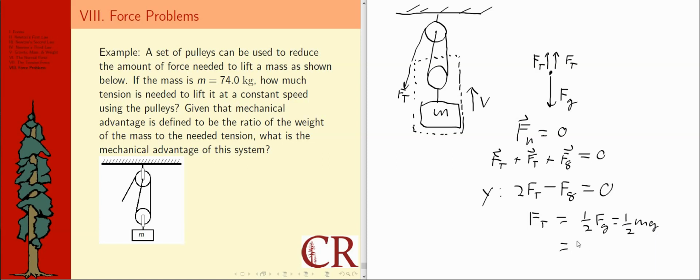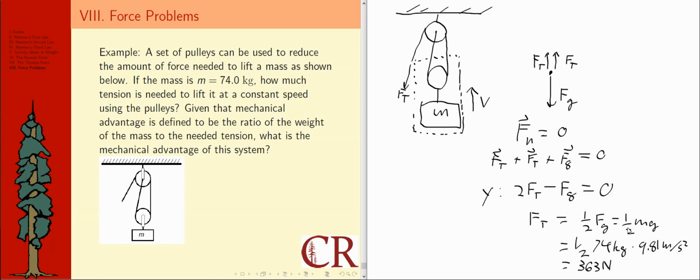And that's something I can calculate with the number that's given to me here, because I'm given that mass of 74 kilograms times 9.81 meters per second squared. That is something I can put into the calculator, and it winds up being 362.97, which I would just round off to 363 newtons.